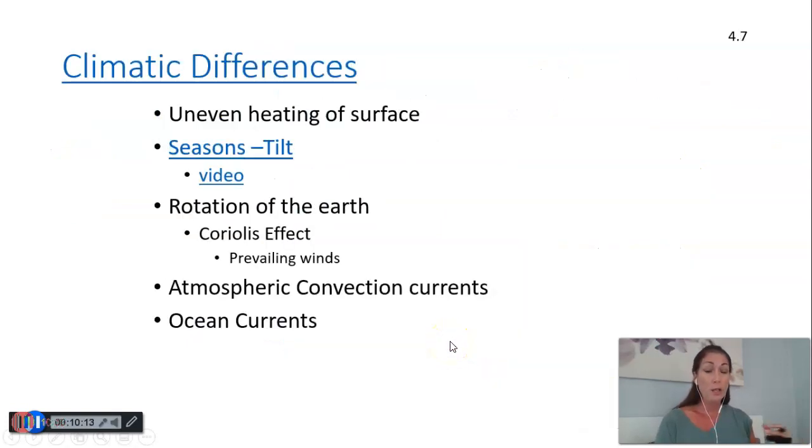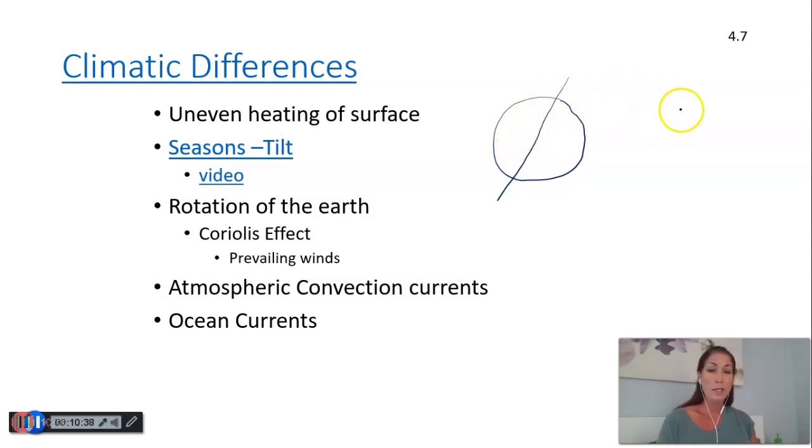Now, a lot of these things come together and affect our weather, but they also affect our climate. So there definitely are climate differences. And it is all tied, in essence, to the uneven heating of the surface of the Earth. Now, our Earth in space is actually tilted. Its axis is tilted with respect to the sun.